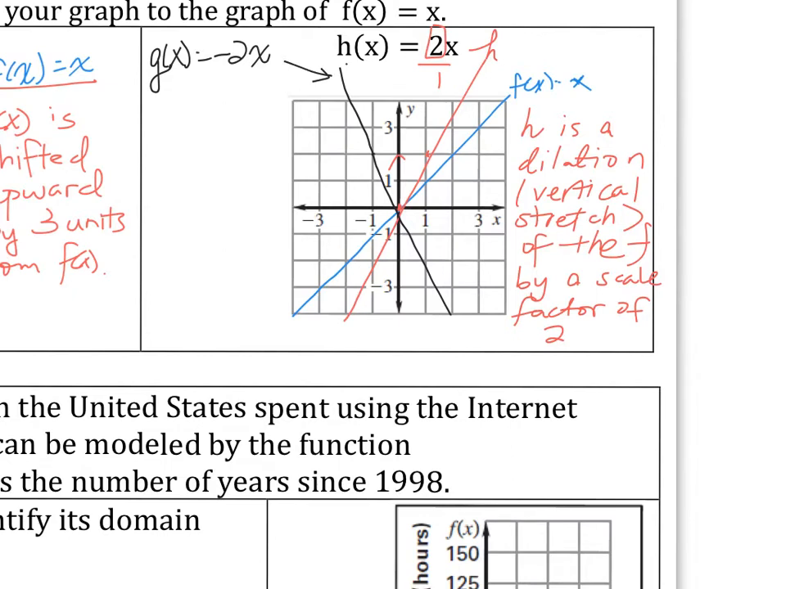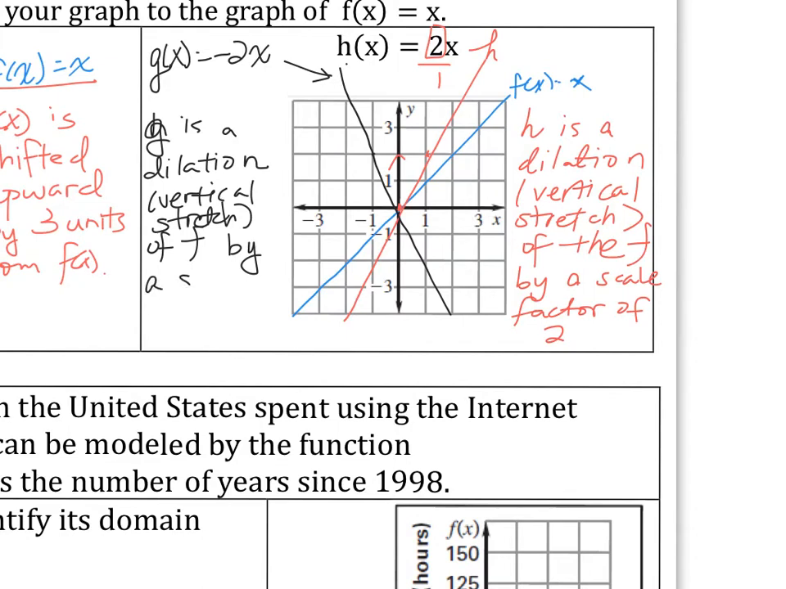And this here we can say g is a dilation, vertical stretch of f by a scale factor of 2 with reflection in the x-axis.